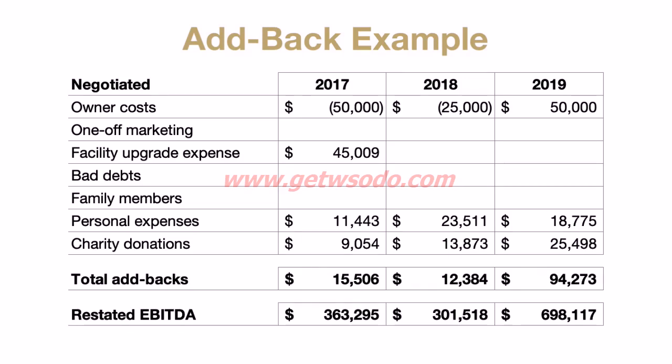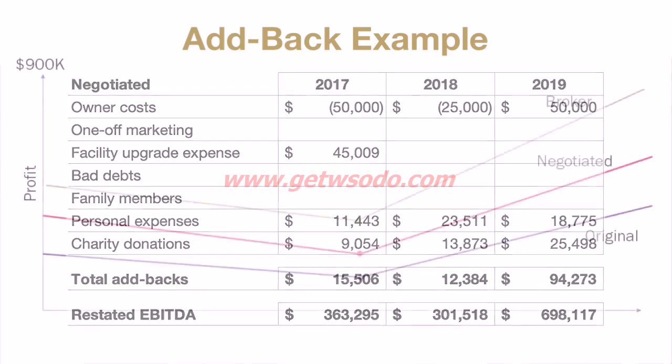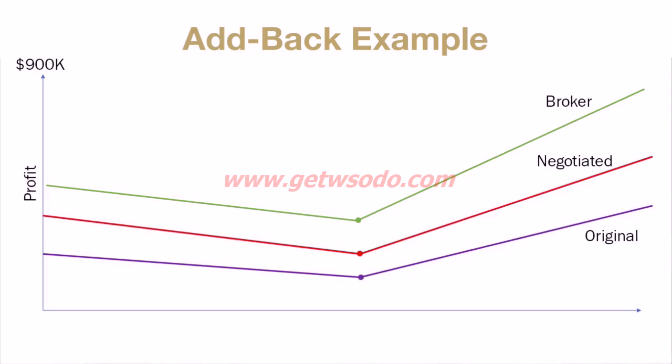And I rejected the one-off marketing expense as well as the bad debts and the salary of the family member who was a part-time bookkeeper, because that role needs to be replaced at the same salary. Now, facility maintenance was agreed, as were personal expenses and charitable donations. So the agreed add backs were much lower than what the broker provided, but higher than the overhead summary, thereby maintaining a sensible valuation. Now, here's how they look side by side. The green is the higher profits with all the broker add backs. The blue is the profit as per the accounts with no add backs, and what was negotiated and agreed, the red, somewhere in the middle.